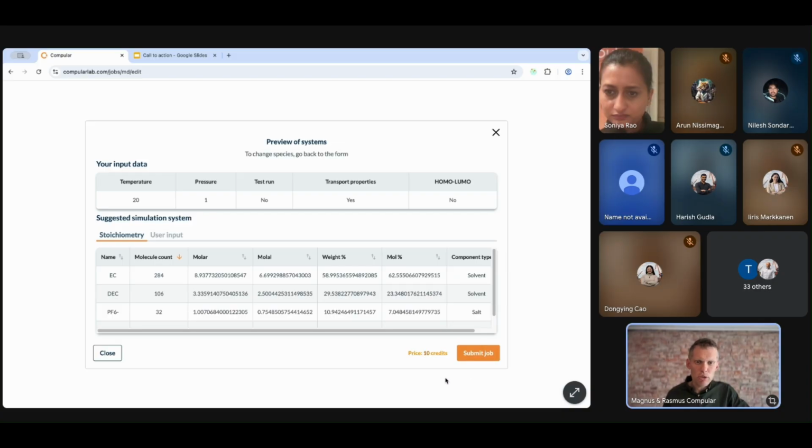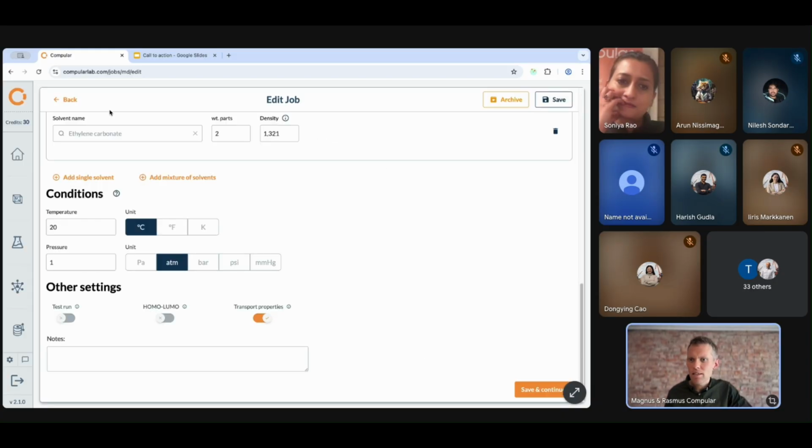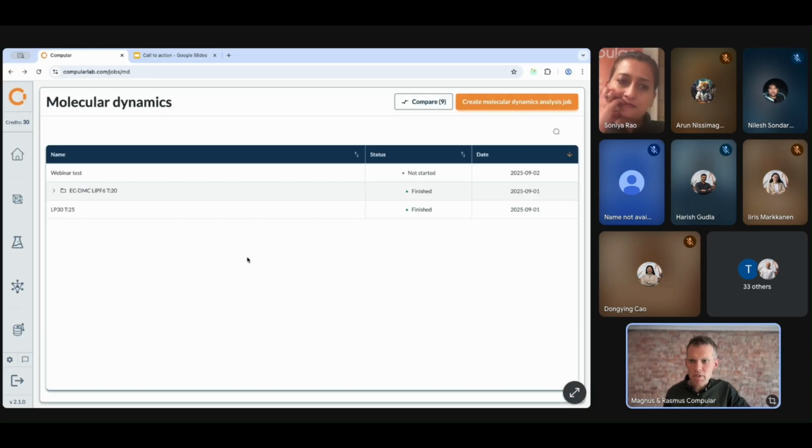If I were to click submit job here, we would send this information to the cloud and run a simulation there. That also means that you don't need HPC hardware or anything like that. That is included when you sign up for Compular Lab. But I will not start the simulation now. Like any good TV chef, I have already prepared some results here. If I started it, you would see that it is in progress, and then in roughly 1 to 2 days for these kinds of simulations, the results would be available here.